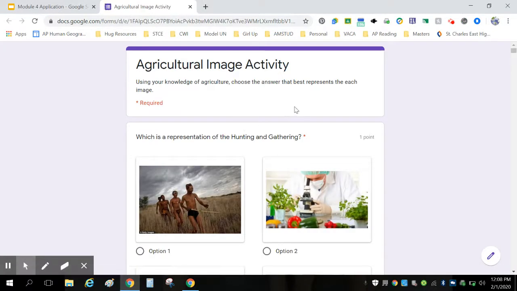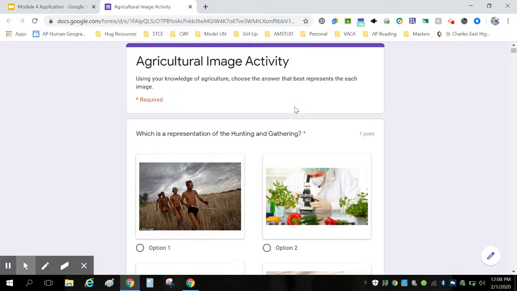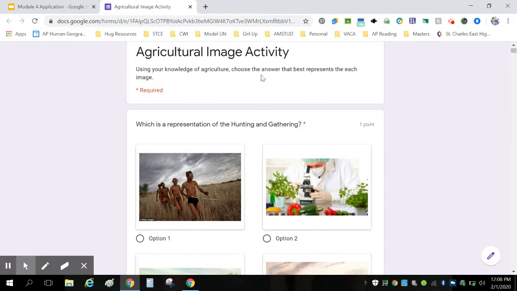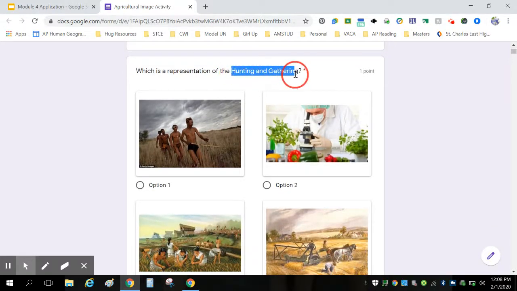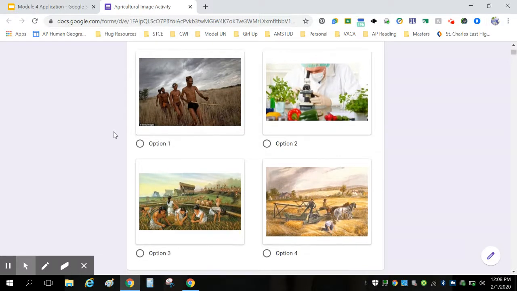So let me click on this so you can see what it is that they have to do. This is an agricultural image activity, and they have to use their knowledge of agriculture to choose the answer that best represents each image. So we're looking at hunter-gatherer right here. That's what's important to us. And if the students did what they were supposed to do correctly, then they would automatically choose option 1.